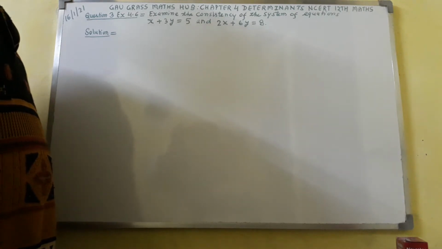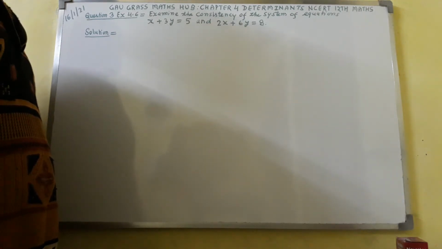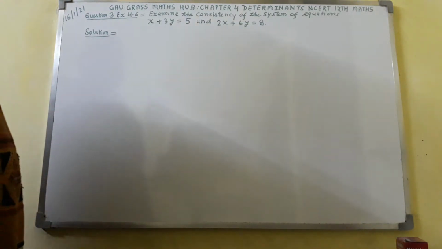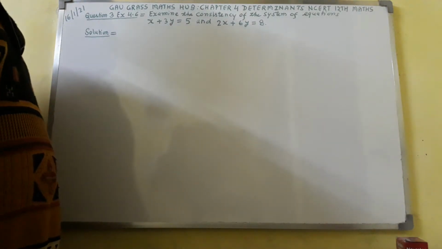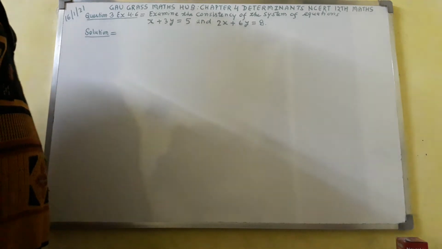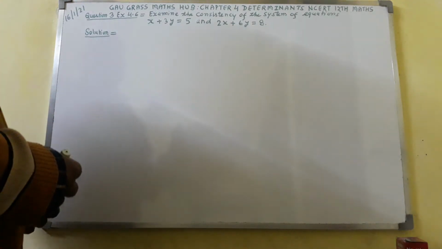The question is to examine the consistency of the system of equations x plus 3y equal to 5 and 2x plus 6y equal to 8. Now let us come to the solution here.